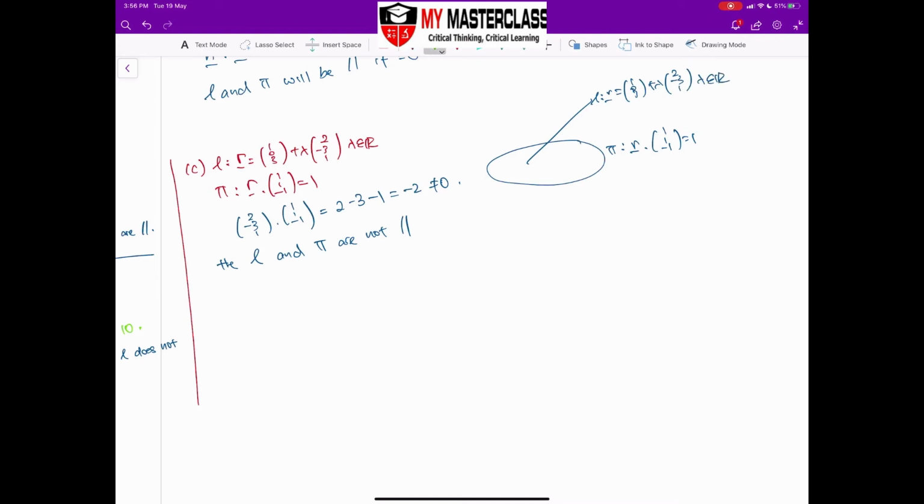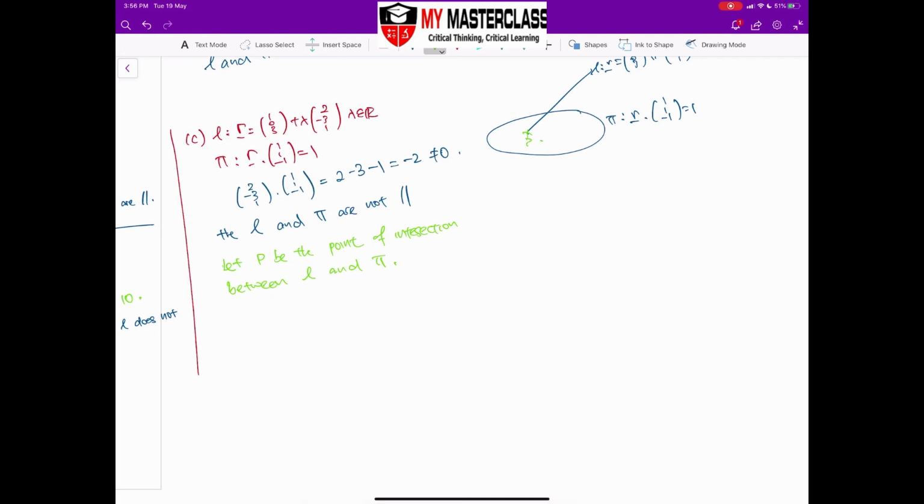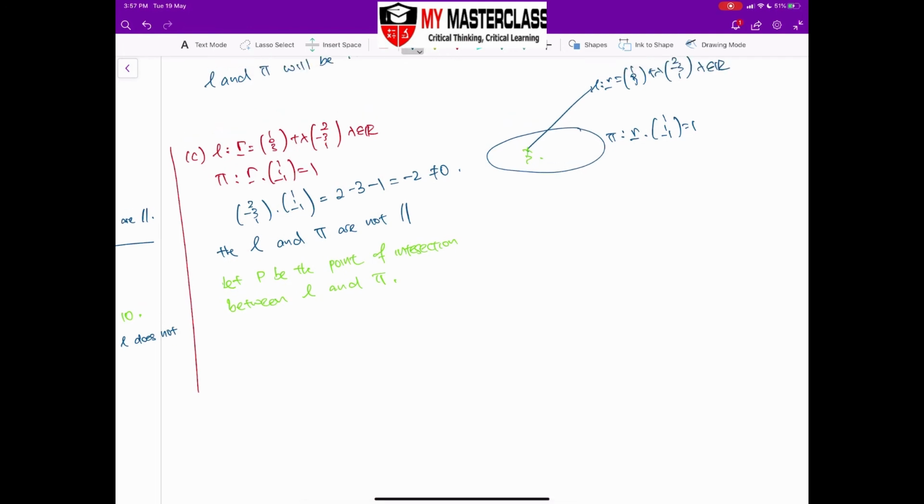Okay, I'm going to let the point P be the point of intersection between the line and plane. Take note, point P lies on the line and it also lies on the plane. That's why it is the intersection. So since P lies on the line, OP is equal to (1 + 2 lambda, -3 lambda, 3 + lambda), where lambda is a real number.